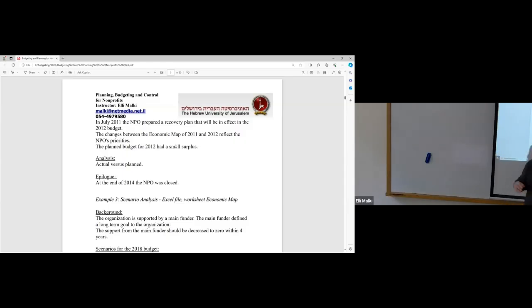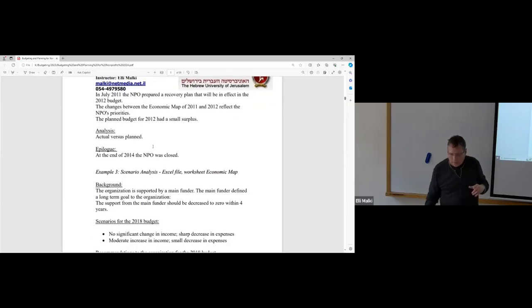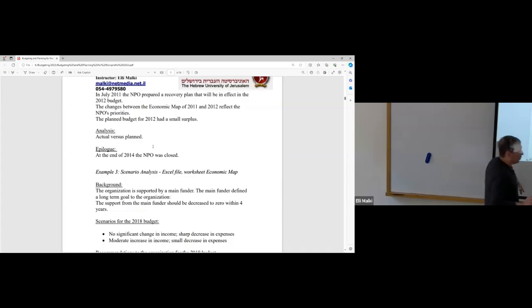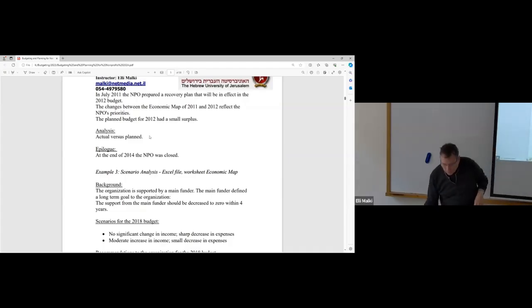So basically, the idea was to start a recovery plan, but the full effect of the recovery plan will only be seen in 2012. So the organization prepared a budget for 2012 with the recovery plan, and in order to see that, we will go to our Excel file.